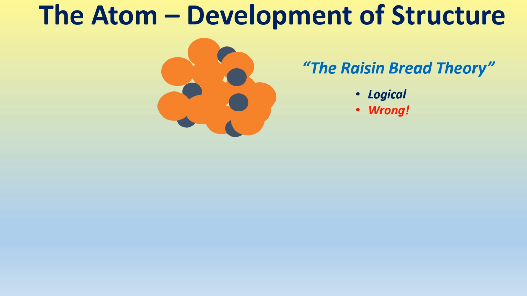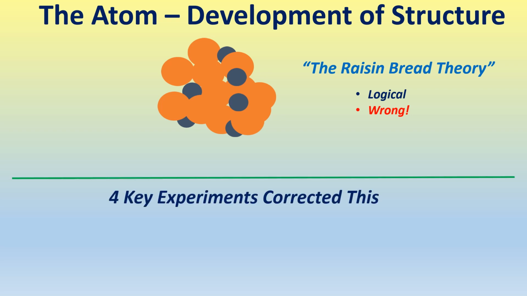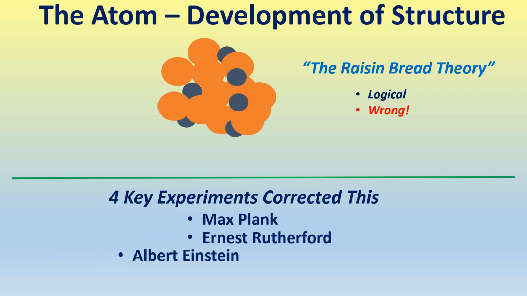At the beginning of the 20th century, 4 key experiments were performed that showed what the atom actually looked like and gave insights into what the structure is and the chemistry that was involved. These experiments were performed by Max Planck, Ernest Rutherford, Albert Einstein, and Niels Bohr.